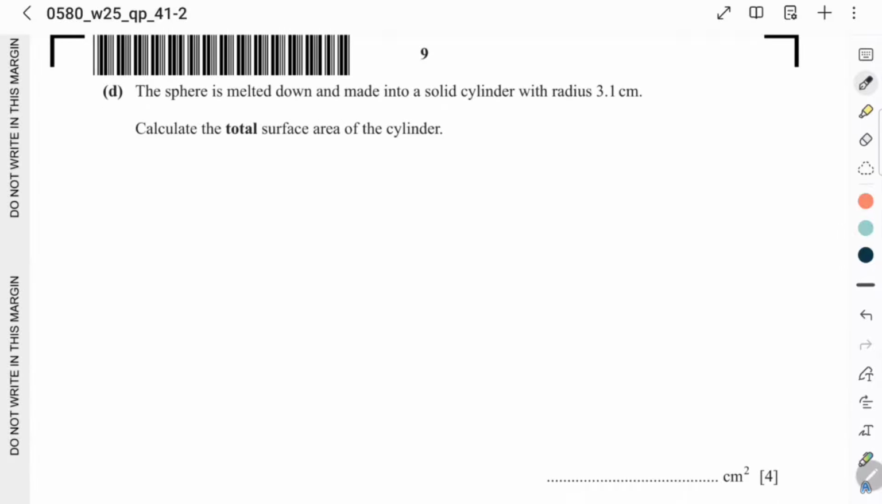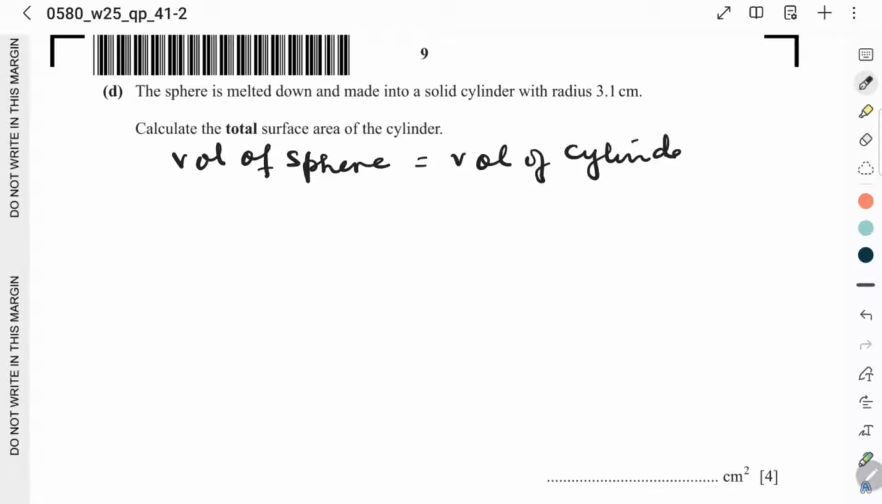The sphere is melted down and made into a solid cylinder with a radius of 3.1. It means it's melted to form a cylinder, so the volume will be the same. So the volume of the sphere is equal to the volume of the cylinder. Okay, this information we are using. Calculate the total surface area of the cylinder.